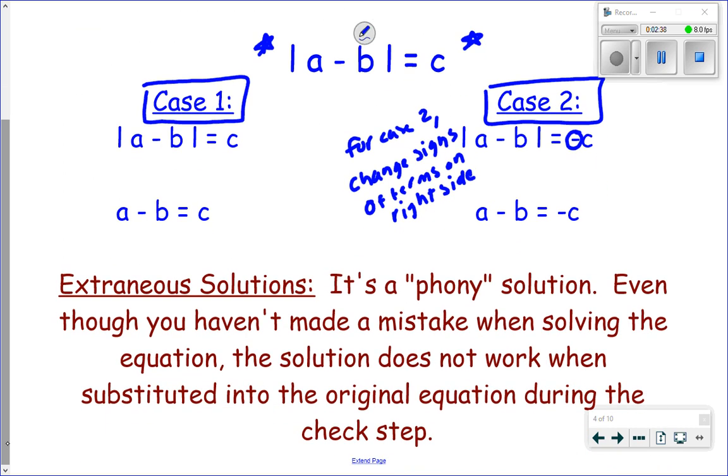And then sometimes when we're doing these, you're going to get something called a phony solution. So you did all the math right, everything checked out in that, but when you plugged it back into the original problem, something didn't work out. And you're going to see an example of that and see some examples of that in your homework as well. And we'll talk about that a little bit more in a little bit.